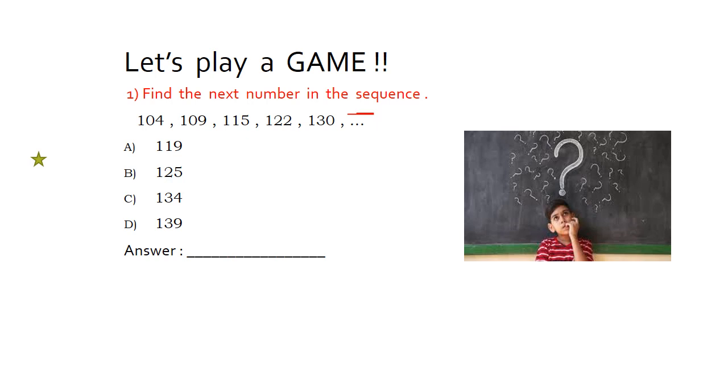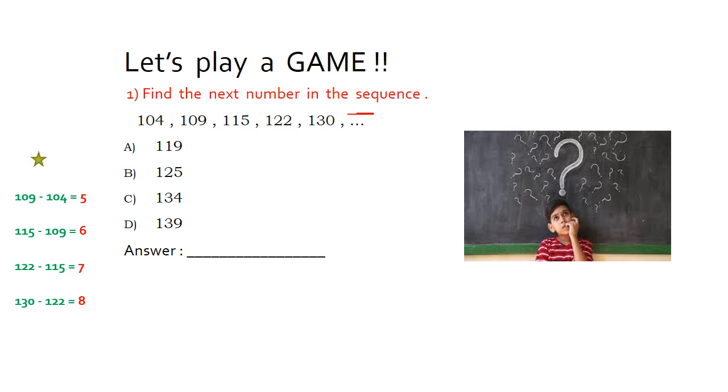Dear students, you already know that sequence is nothing but orderly arrangement of numbers in a certain rule. So, here what is the rule? Let us see. So, here we have second term minus first term. Look at the difference. 109 minus 104, what is the result? 5. And the third term minus second term. 115 minus 109, what is the result? 6. Next, 122 minus 115, what is the result? 7. So then 130 minus 122, what is the result? 8.